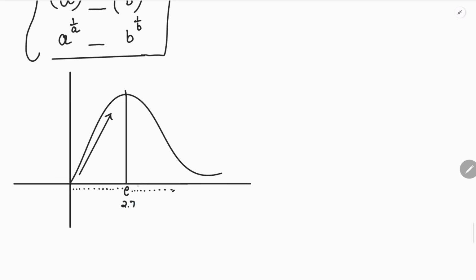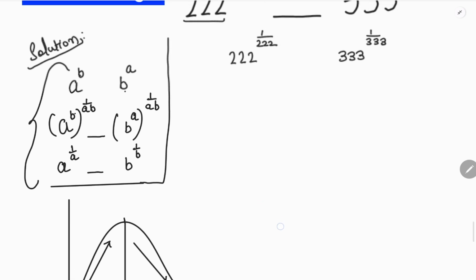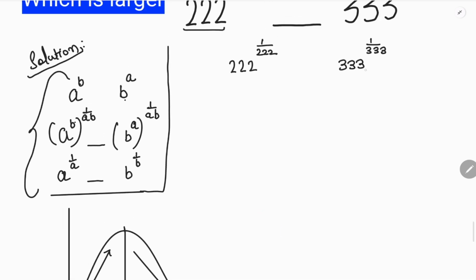And after e, when x is greater than e, like e is approximately 2.7, right? So after 2.7, whether it is 3, 4, 5, 6, 1,000, 2,000, and our values 222 and 333, here the graph is decreasing. So if x is increasing, x raised to power 1 by x is decreasing. Okay, so that means x is greater here in 333. So this value will be less than this value. Okay, greater x, lesser value, lesser x, greater value.